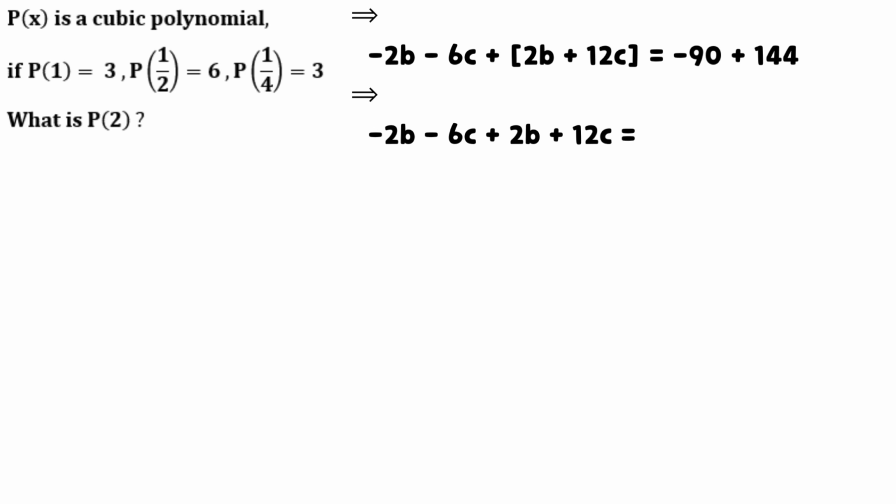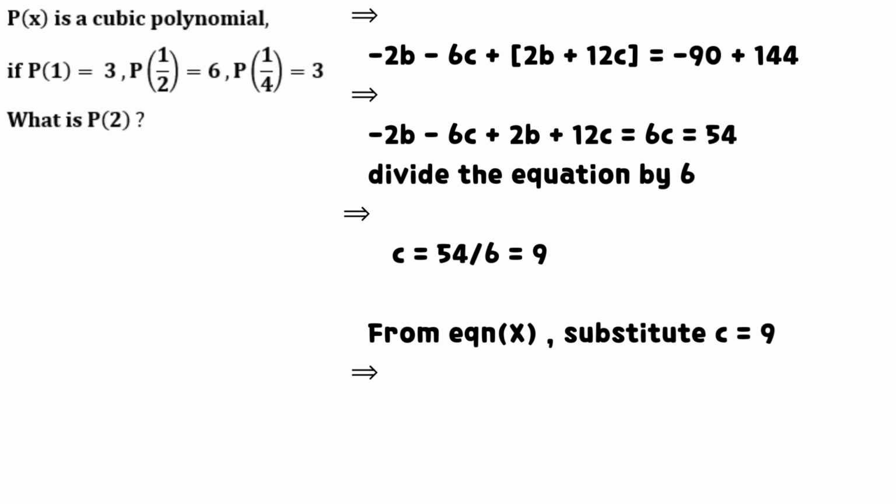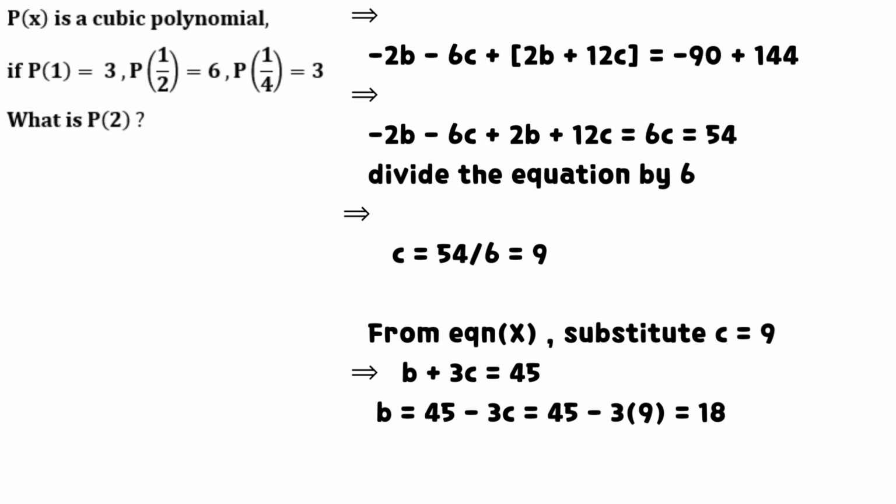This implies that, after substitution and simplification of values, we have that 6 times c equals 54. Divide the equation by 6. It follows that c equals 54 divided by 6, which equals 9. From equation x, we substitute c equals 9. b equals 45 minus 3 times c, which equals 45 minus 3 times 9. The result equals 18.